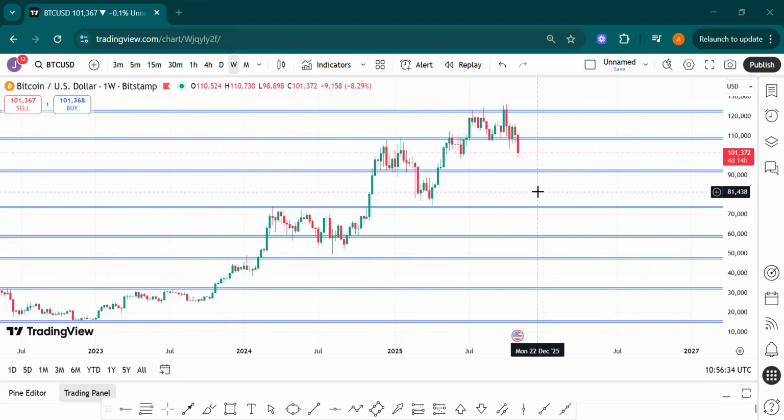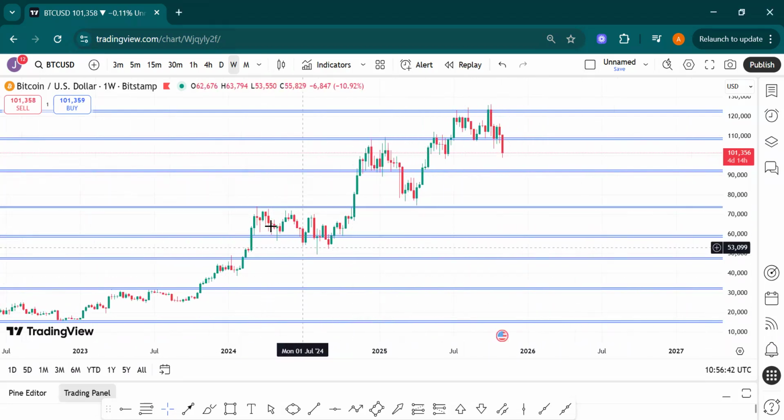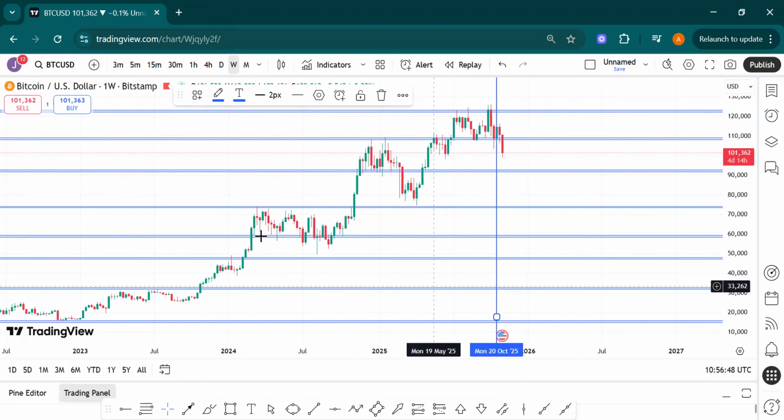Today I'm going to be reviewing BTC USDT, that's Bitcoin against the US dollar. The last time I analyzed BTC was on the 20th of October. I'm currently on the monthly time frame, and if you can see, this was on Monday, the 20th of October.